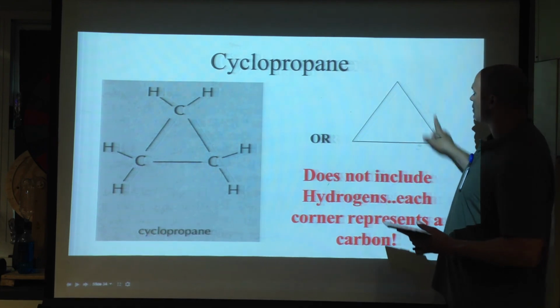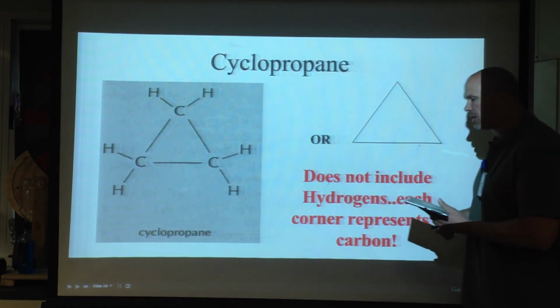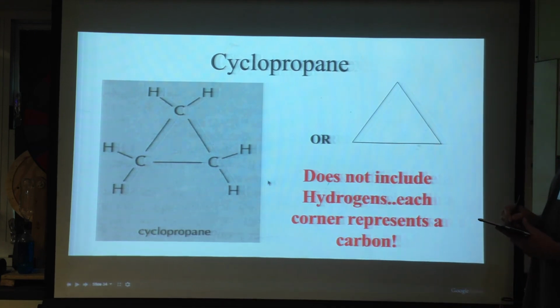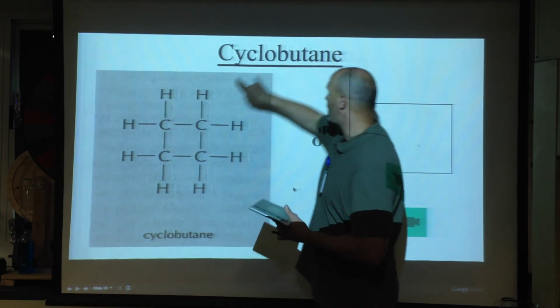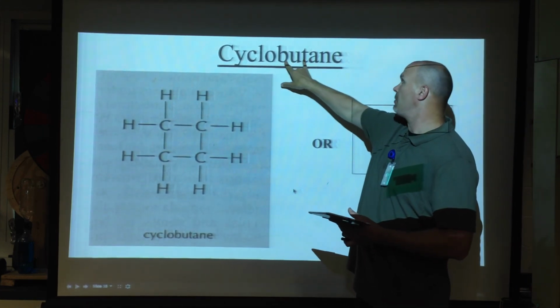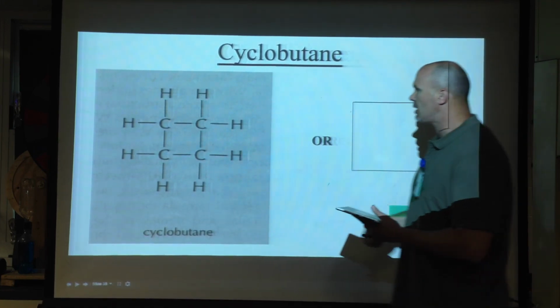The longest continuous chain is a prop, and it's an ane because there's single bonds, and we put cyclo in front. Sometimes I'll draw the structures like this to show the carbon backbone and eliminate the H's. So that's cyclopropane. Here is cyclobutane. We have 1, 2, 3, 4. That's a but in terms of table P. Ane because there's single bonds, and cyclo because they're cyclic.